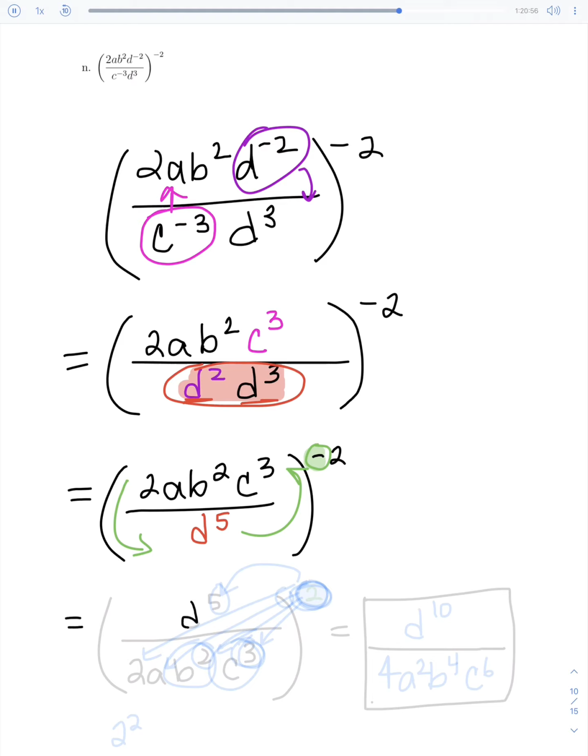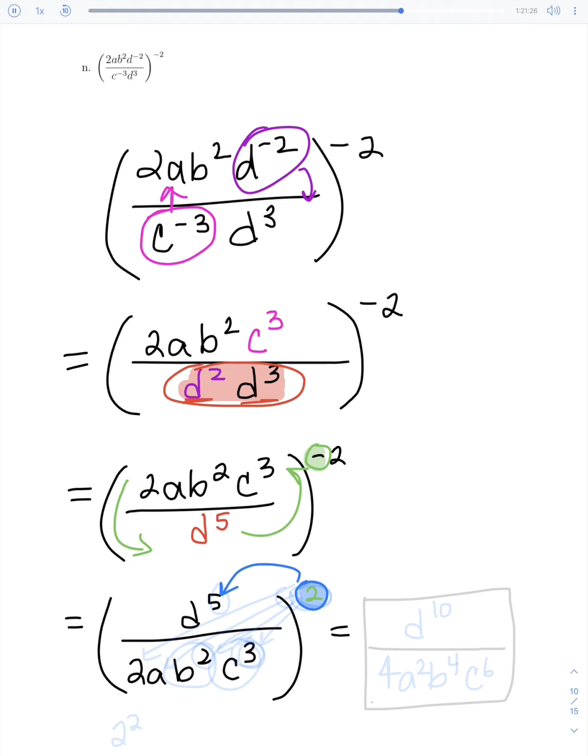So that will put my d to the fifth on top and my 2ab squared c to the third on the bottom. And now because I did that, the negative exponent on my whole fraction is not negative anymore. It is positive now. So my last step is to take this positive 2 exponent and square everything inside. So I need to square the d first.